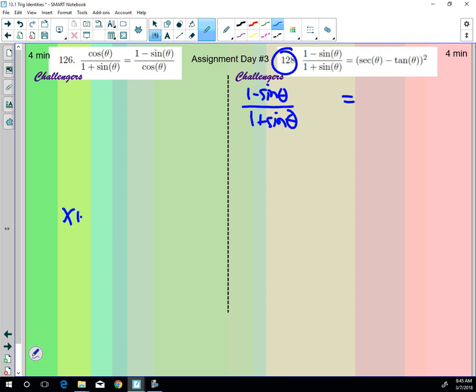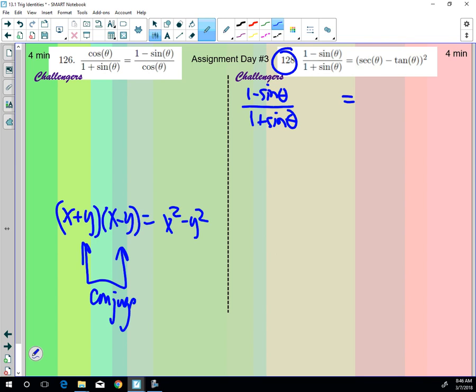Yesterday we talked about x plus y times x minus y. What was that equal to? Remember your algebra? Gabby, do you remember? Well, it'll be xy minus xy, which cancels out and gives me minus y squared. This is called the conjugate pair. Conjugate helps us lose the middle term. So I'm going to use that idea right here. I'm going to multiply the top and bottom by the conjugate of this one.